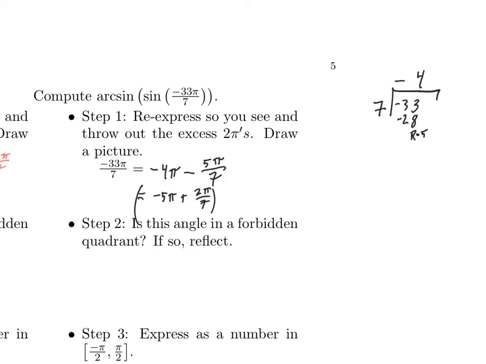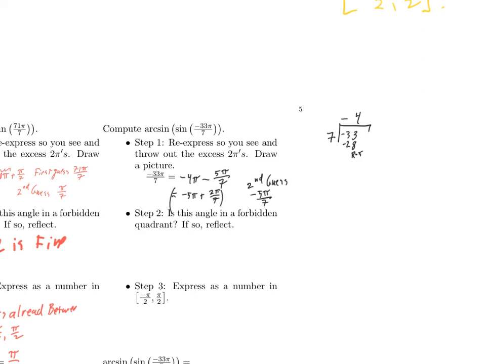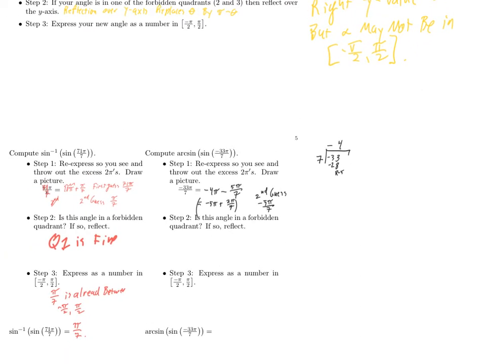I do. I see negative 4 pi. That is negative 2 full revolutions. Negative 2 full revolutions won't change anything. So, as my second guess, I will use negative 5 pi over 7. Is this angle in a forbidden quadrant? If so, I will do some reflection.